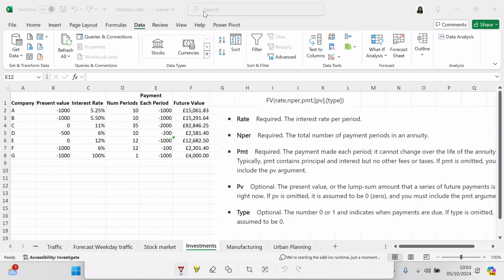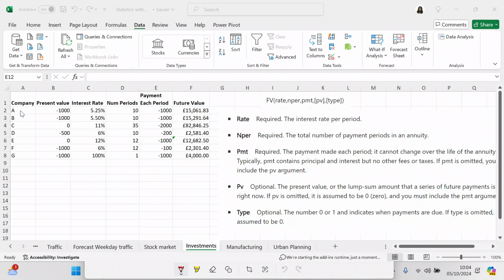So we're going to be using the formula FV, that means future value, and it's going to contain the rate, which is required, and it's going to be the interest rate per period. The NPER is going to be the number of payment periods in an annuity. PMT is the payment of each period. PV is the present value, and type is optional. It's going to be either 0 or 1.